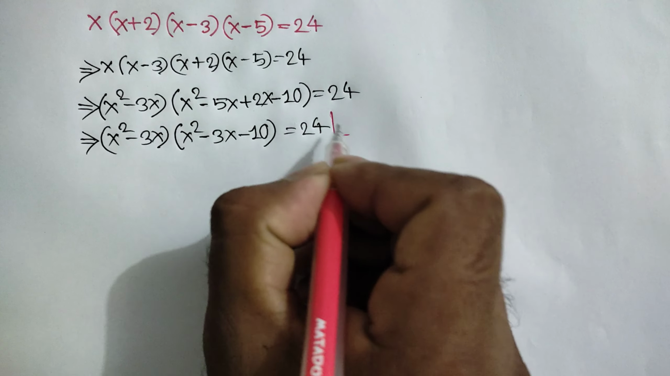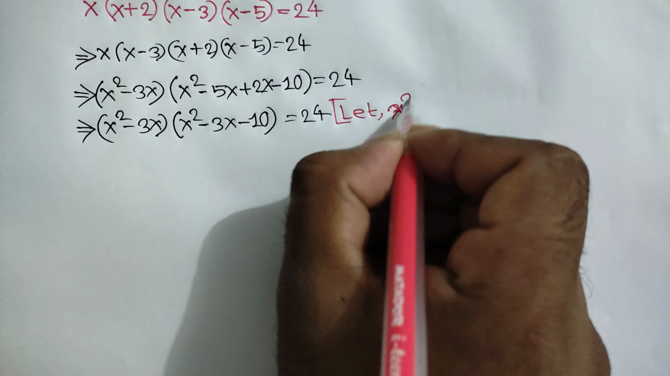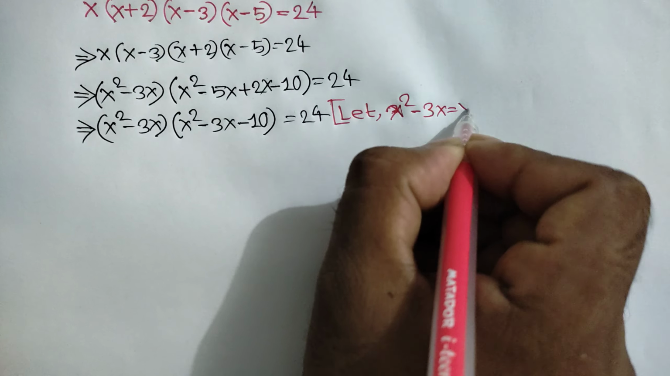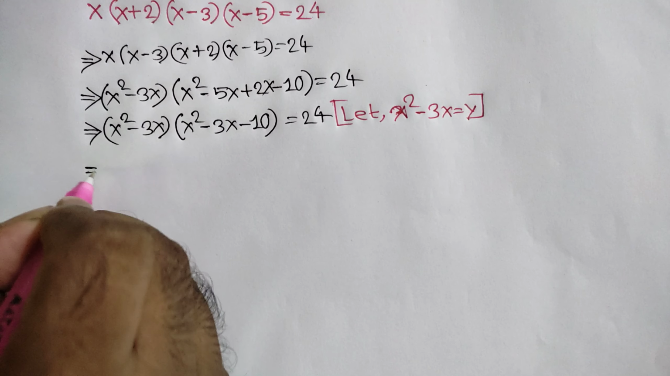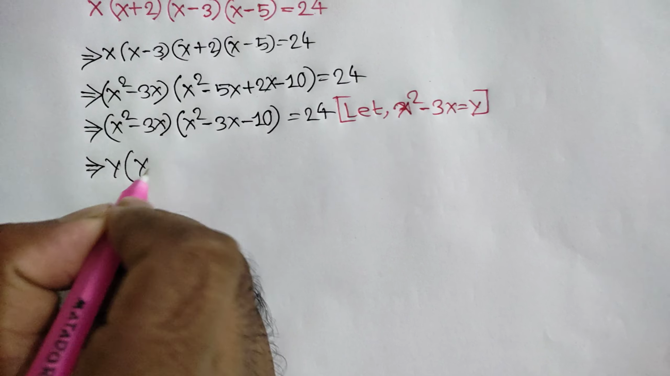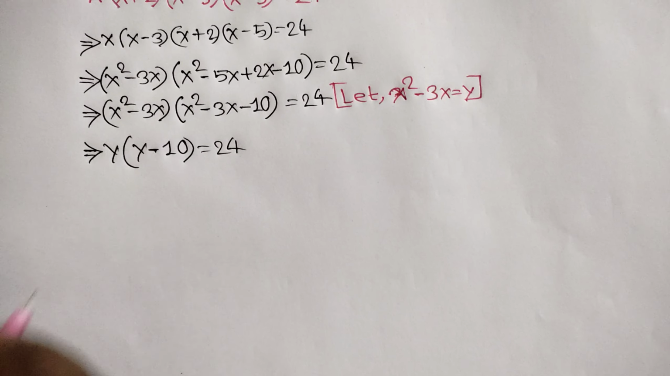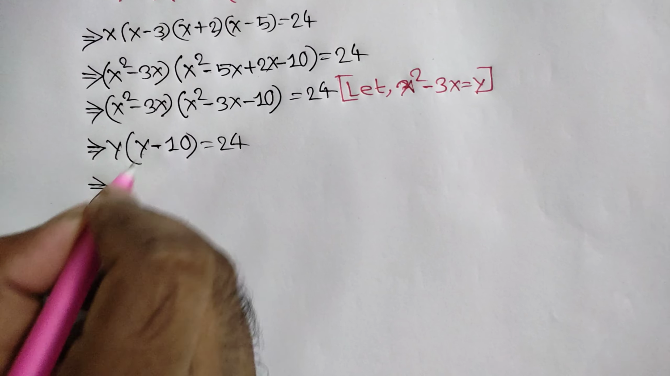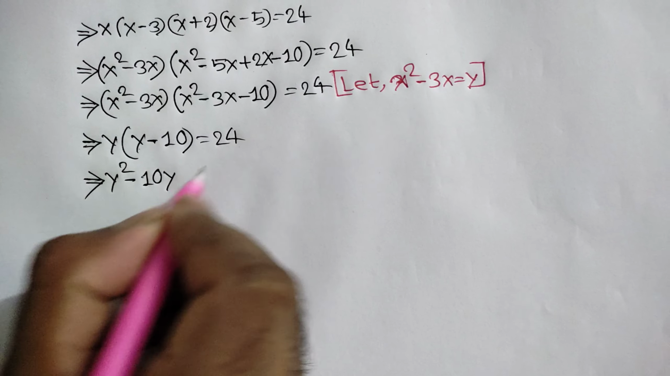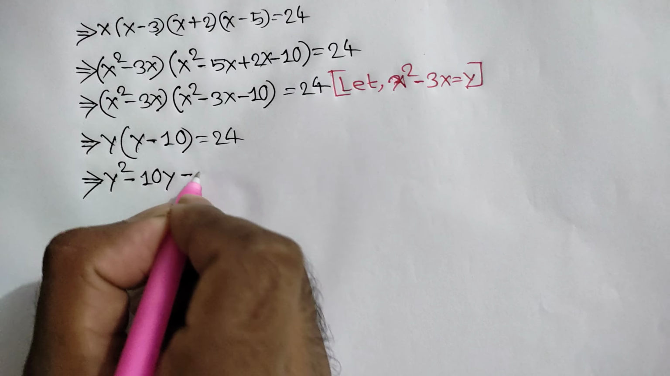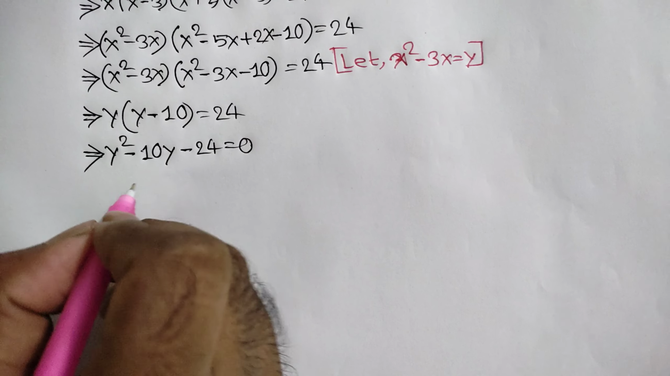Now let x square minus 3x is equal to y. So we can write y times y minus 10 is equal to 24. Y times y is y square, y times negative 10 is negative 10y. Now taking this 24 to the left side, we get y square minus 10y minus 24 is equal to 0. This is a nice quadratic equation.